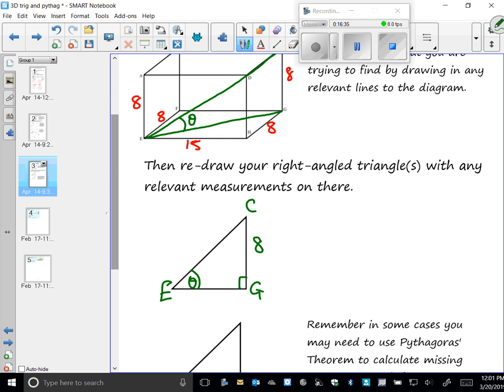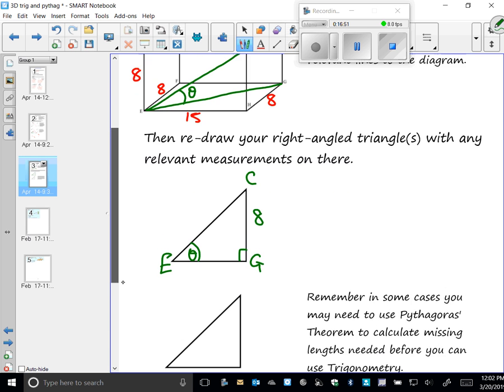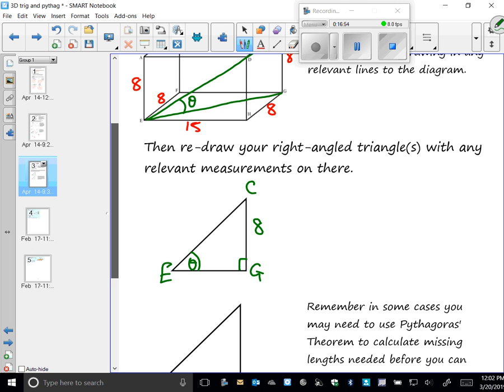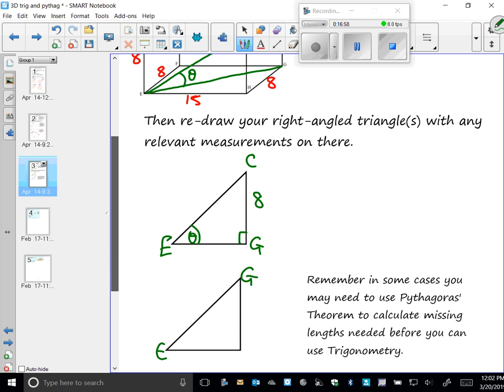Now, we look at the diagram again. We're looking at EG or EC. Now, hopefully you can see that EG is on the base of the rectangle, and I know that this measurement is 8 and this is 15. So what I can do now is label this G, this E, and this H.